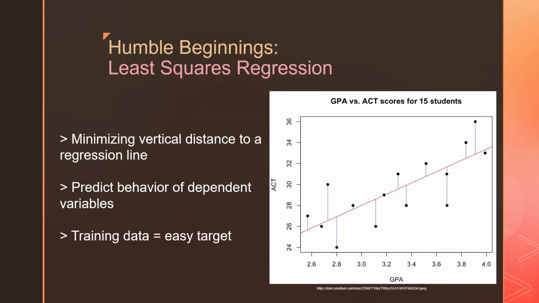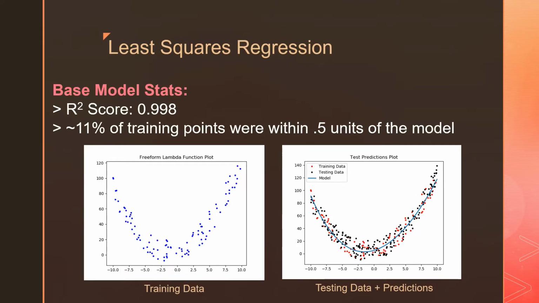We started with the least squares regression model, probably one of the most simple machine learning models. It focuses on minimizing vertical distance to a regression line and generally predicts the behavior of dependent variables. We picked this model because the extraction of training data is very easy. It's an easy target.